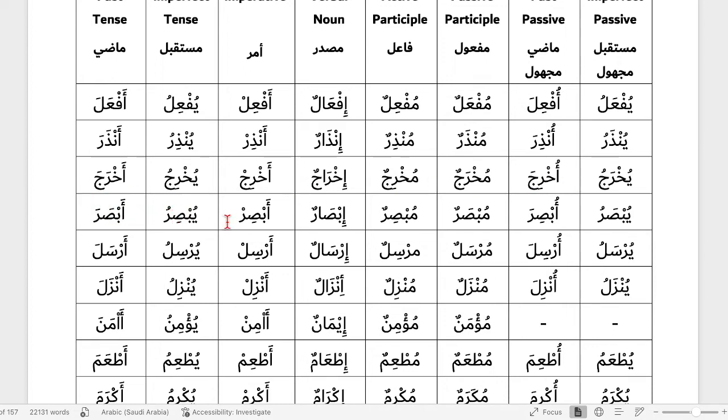Absara yubsiru, absir, ibsarun, mubsirun, mubsarun, ubsira, yubsaru. Arsala yursilu, arsil, irsalun, mursilun, mursalun, ursila, yursalu. Anzala yunzilu, anzil, inzalun, munzilun, munzalun, unzila, yunzalu.